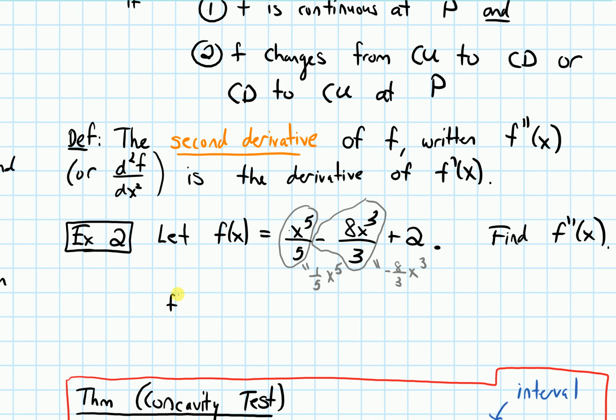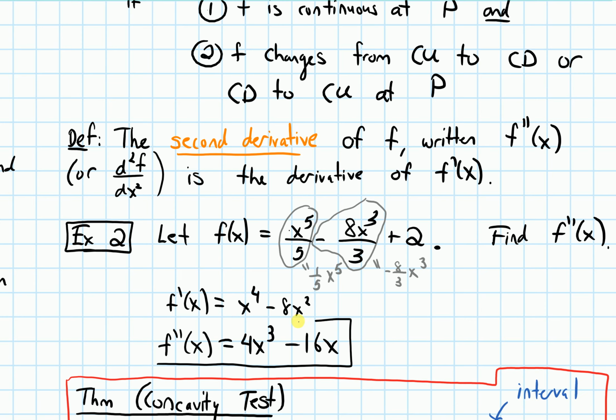Okay, so now if I do the derivative, the 5 is going to come down, cancel to 1/5, and we will get x to the 4. With the next term, the 3 is going to cancel with the 3 on the bottom, and I'll get -8x squared. And the derivative of plus 2 is 0, because that's a constant. So now I have to do the second derivative, which means take the derivative one more time. So the derivative of x to the 4 is 4x cubed, and the derivative of -8x squared, bringing that 2 down, is -16x. And that's our second derivative.